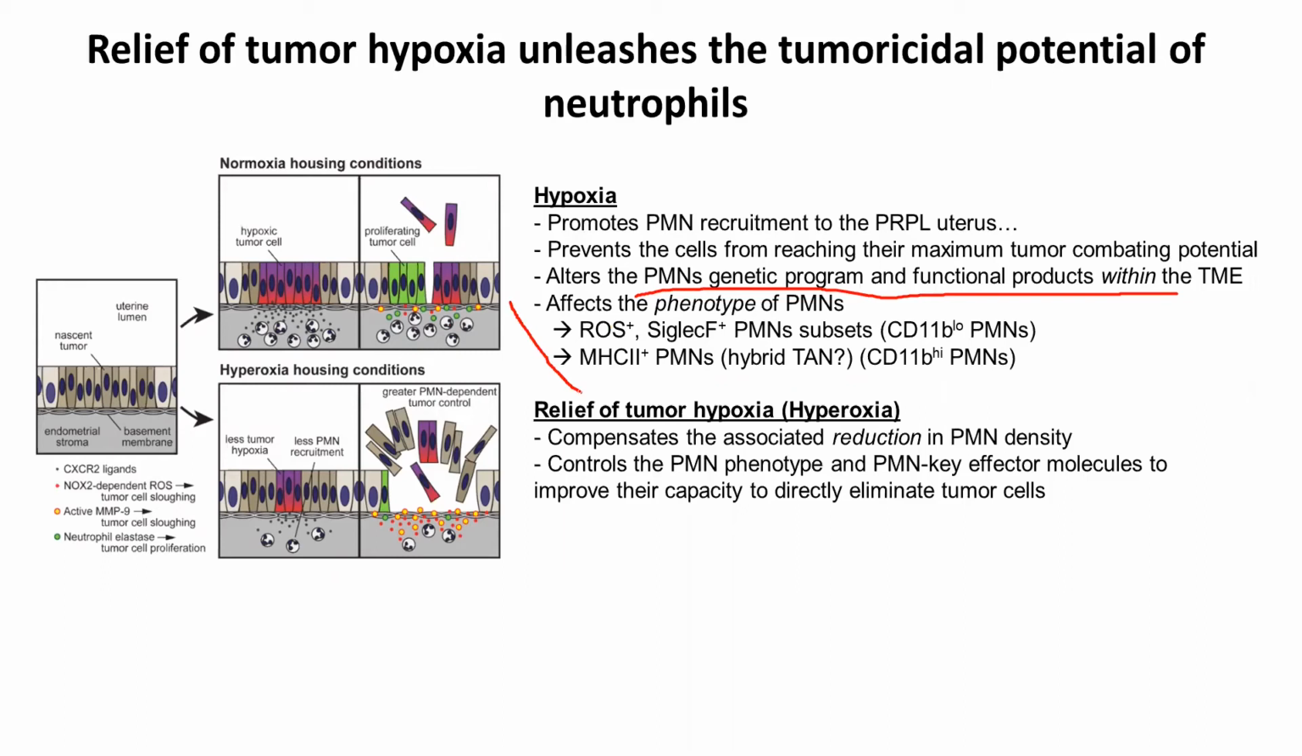Relieving tumor hypoxia will compensate the associated reduction in PMN density. Indeed, relief of tumor hypoxia will control the PMN phenotype in this model, as well as the PMN key effector molecule, to improve their capacity to directly eliminate tumor cells independently of T cells. So as I mentioned, tumor hypoxia controls the PMN phenotype and key effector molecules.